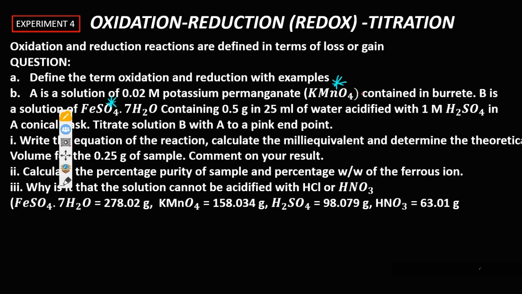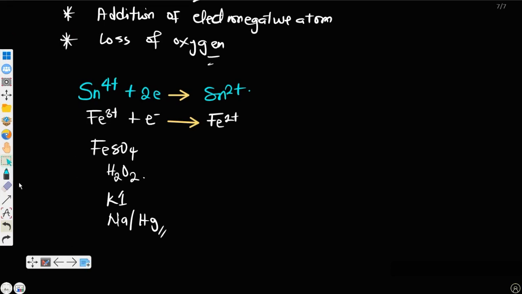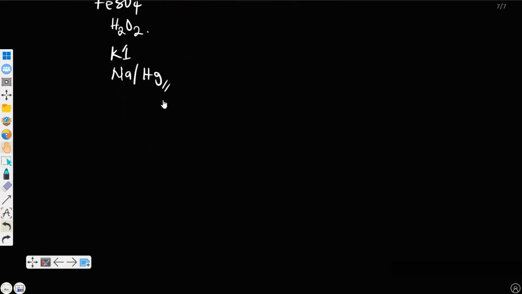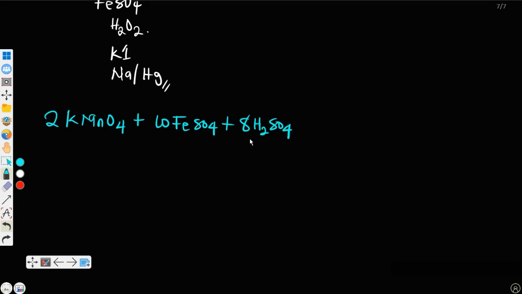So the reaction is between KMnO4 and this. Now, what is the equation of reaction? That is the first thing you need to do. All you need to do is to come here and start writing the equation of reaction. Now, you must be very, very careful, and you must memorize this. This is a redox reaction. Ferrous sulfate, you react it with, or firstly, let's write KMnO4: 2 moles of KMnO4 react with 10 moles of ferrous sulfate plus 8 moles of H2SO4. The two major things reacting are KMnO4 and what?